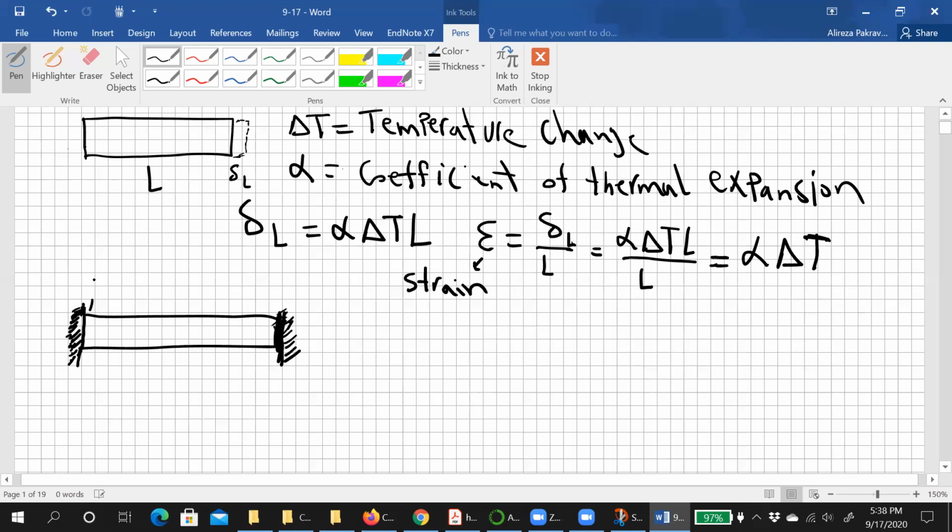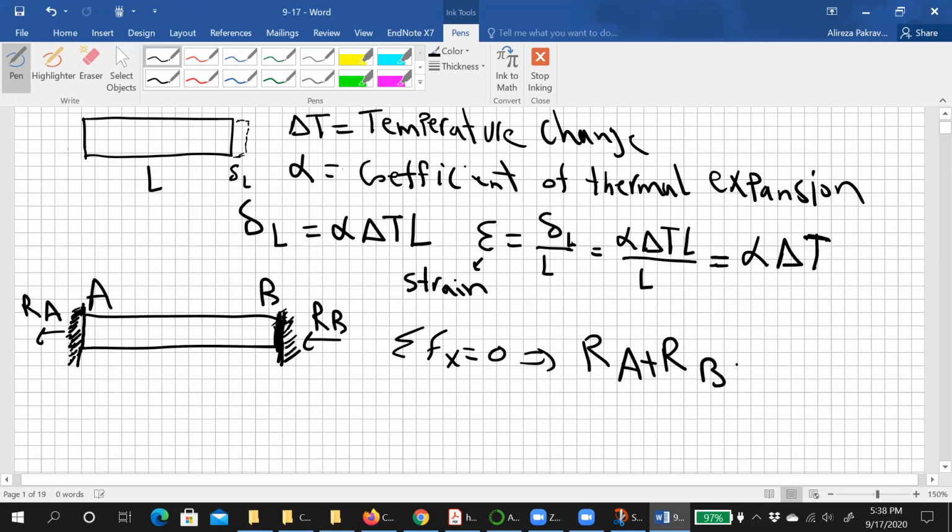For example, if this is A and this is B, this is RA and this is RB. We want to find these, right? So again, that's indeterminate. We know the summation of forces in the X direction is just RA plus RB. For this example, there are no other forces, just like that, right?